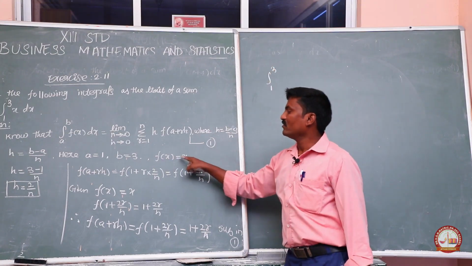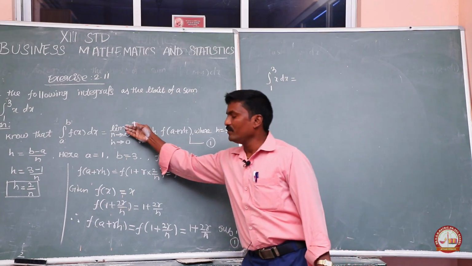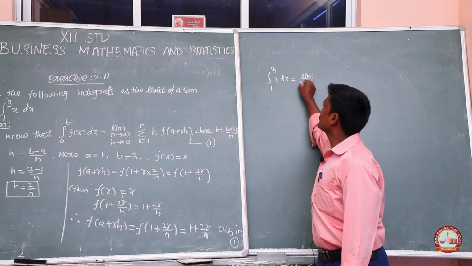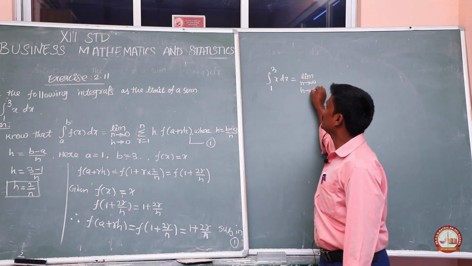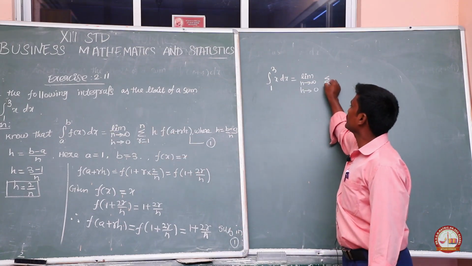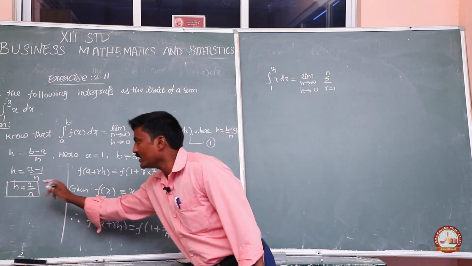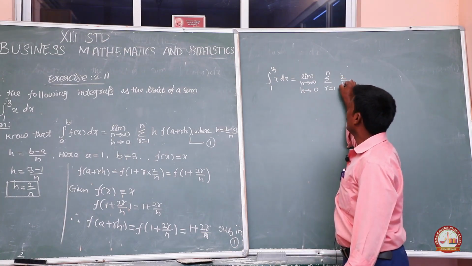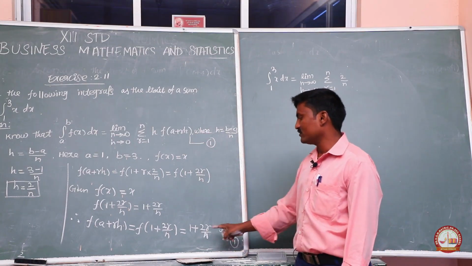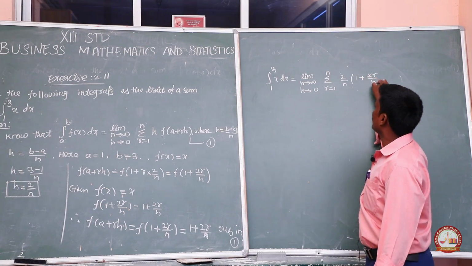Here f of x equals x, so x dx equals the formula: limit n tends to infinity, h tends to 0, summation of r equal to 1 to n. Here the value of h is 2 by n, into f of a plus rh. The value of f of a plus rh is 1 plus 2r by n.